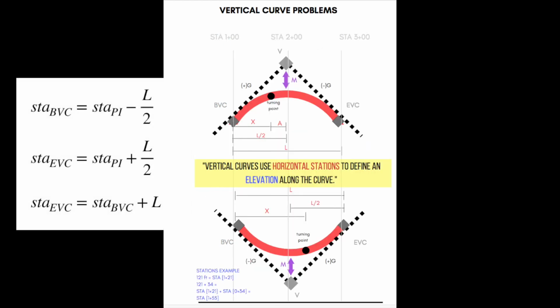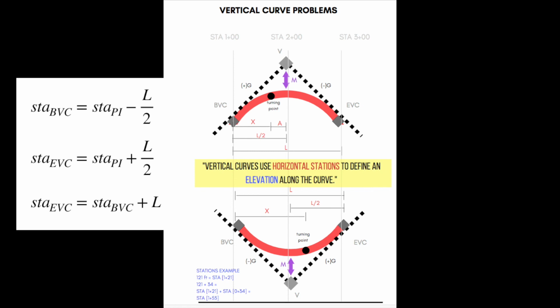While we're on the topic of stations, let's talk about the stationing of the PI. Basically, the PI is in the center of the BVC, beginning of the vertical curve, and the EVC, the end of the vertical curve. And this is by design. So we know that the distance between the two is L over 2, and basically L is just the arc length. And so half of that is basically the midpoint, and that's where the PI is always located, by definition.